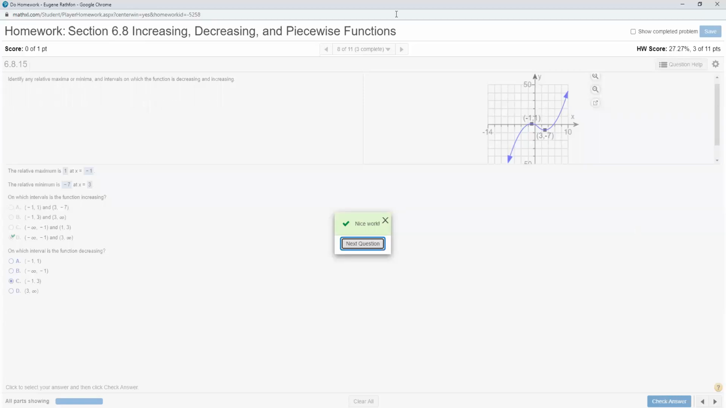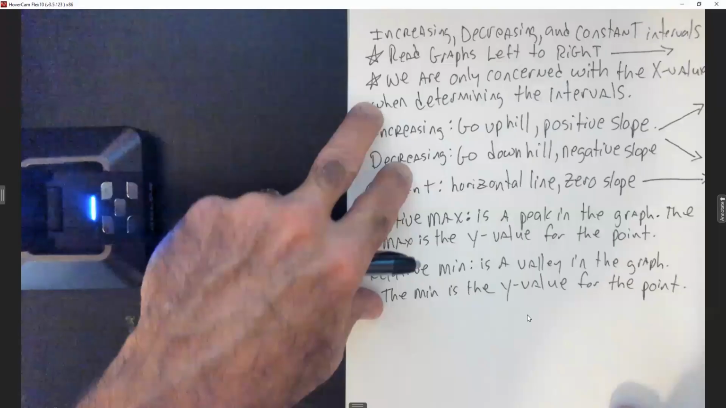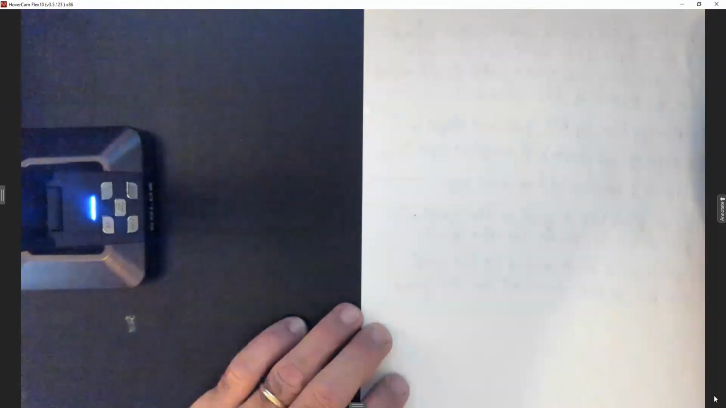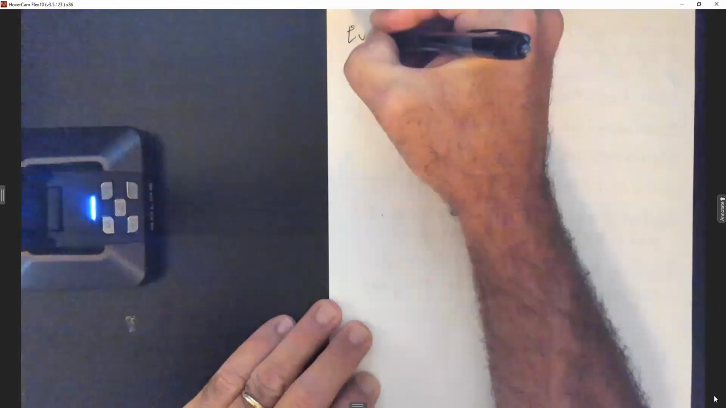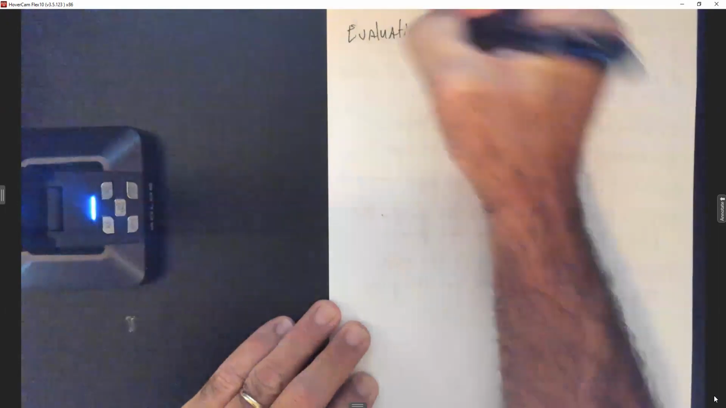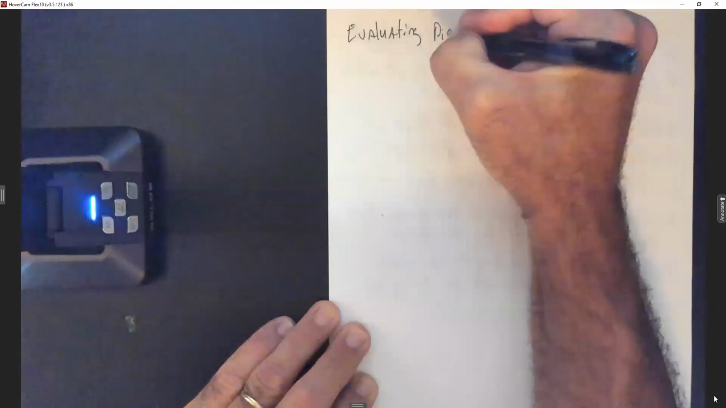All right, y'all, so I'm going to go back to my other pad and get into the piecewise functions again. Let me get this fixed up for y'all. So this section ends with evaluating piecewise functions.